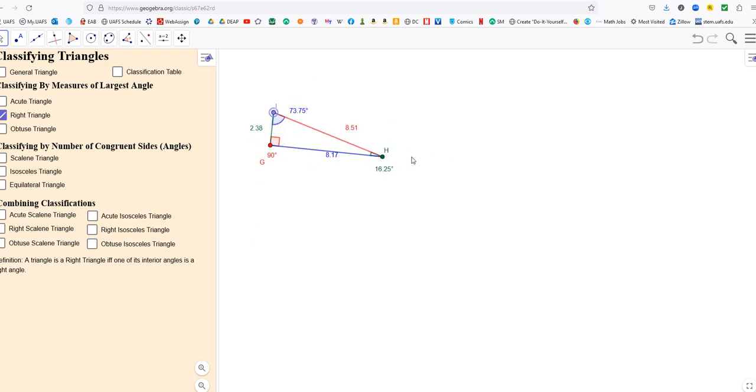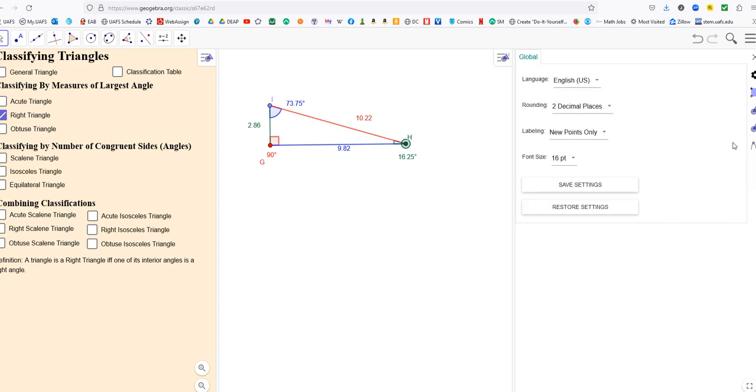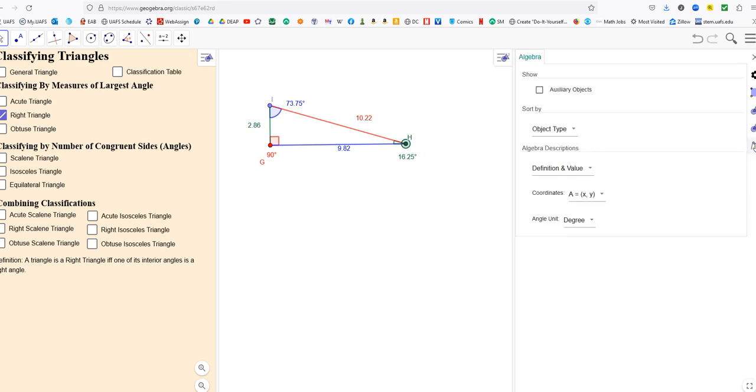We notice you always get a right angle there. I'm measuring everything in degrees on this particular one. If we wanted to, we could go over here to settings and switch to radians if we'd rather. For now, I'm going to stay in degrees.